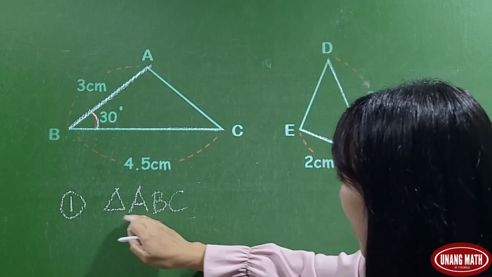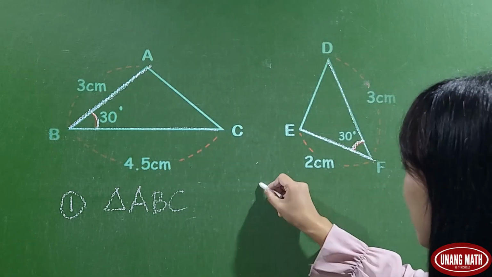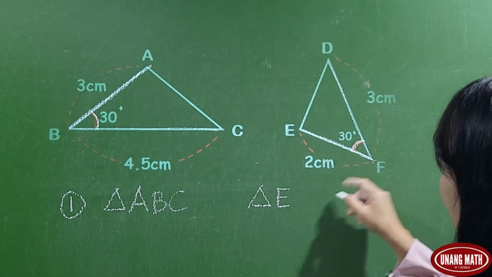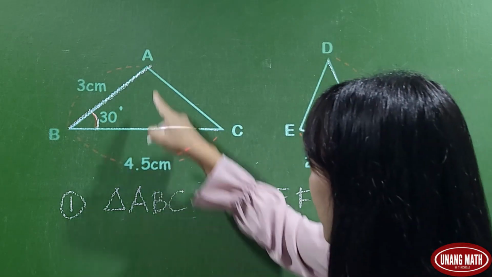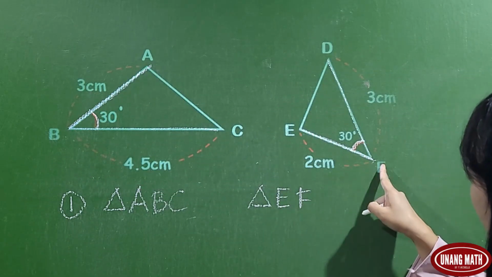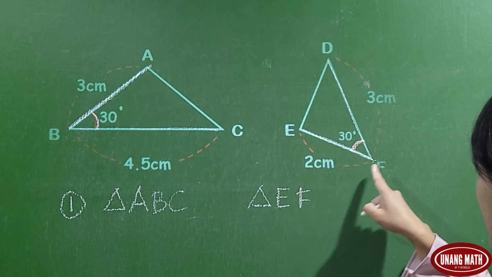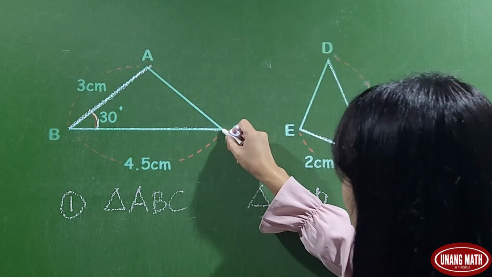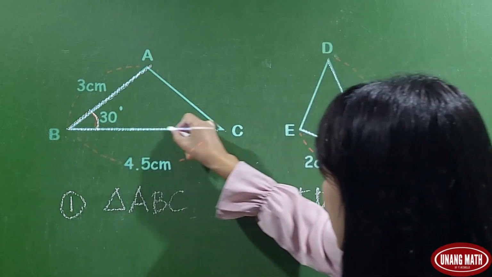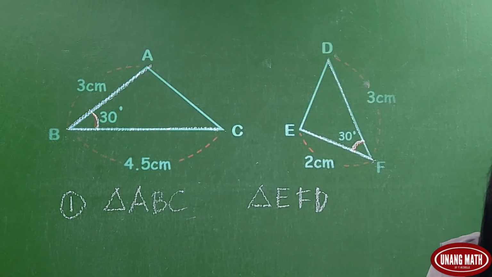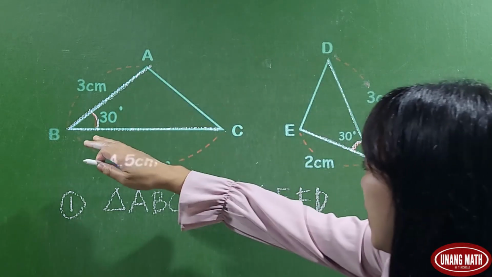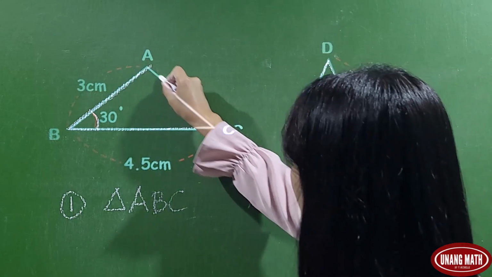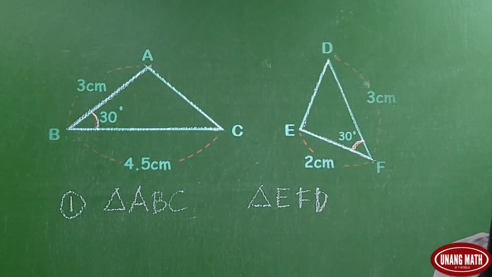So we now have triangle ABC. So this is now triangle EFD. So AB corresponds to EF. FD corresponds to BC. Okay, and then DA corresponds to CA.